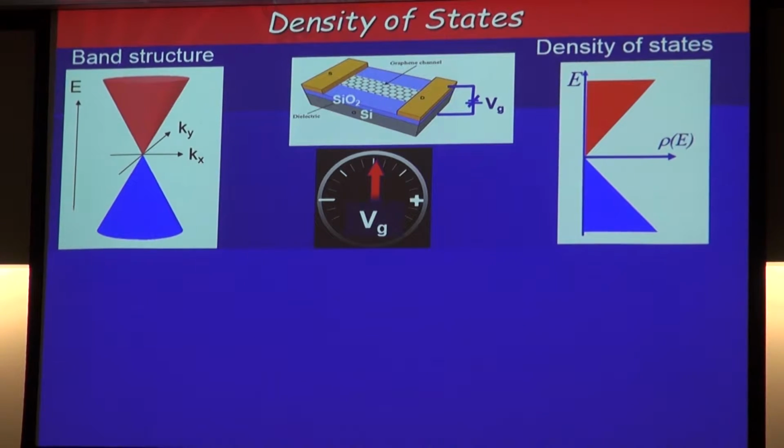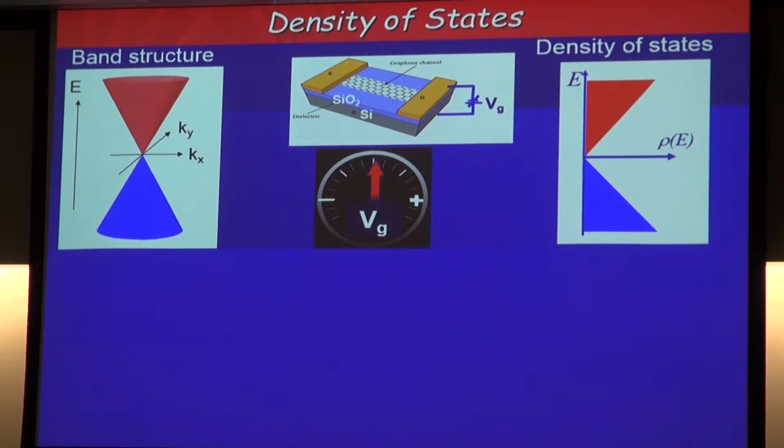Now, unlike neutrinos, you can pile these things up. We can look at the density of states. The conical band structure here directly translates into a density of states, which is linear and vanishes at the Dirac point. So the density of states at the Dirac point is 0, unlike in regular metals, where it's roughly constant. You have a very small, zero density of states at the Dirac point.